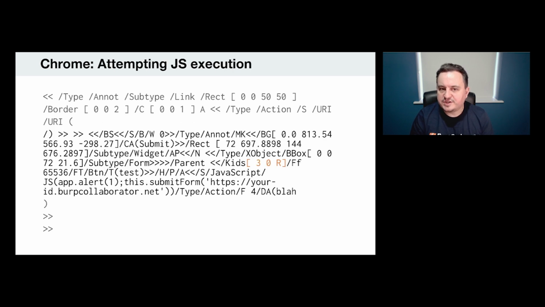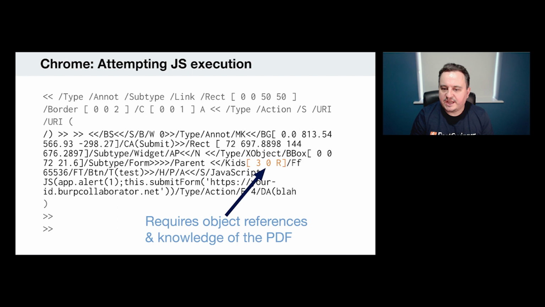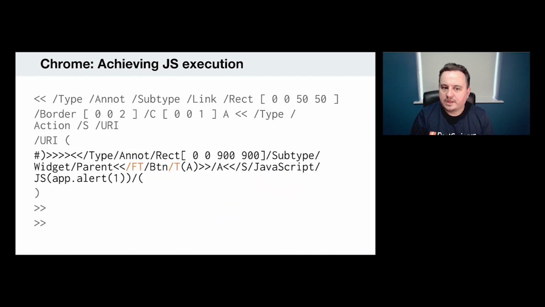Well, this was my first attempt to make JavaScript execution work in Chrome. And as you can see, it requires knowledge of the PDF. It needs an object reference. And the code is huge and really messy. So I thought about reducing it and try to get the smallest possible code required to get JavaScript execution in Chrome. And I came up with this, which is pretty cool.